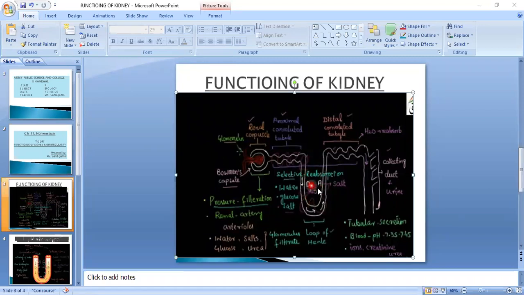Okay, the two parts of the loop of Henle reabsorb two different contents. The descending one reabsorbs water, and the ascending one reabsorbs the salt from the filtrate. Hence, these two, water and salts, are reabsorbed by the descending loop of Henle and the ascending loop of Henle. Now, the third part is started. That is the distal convoluted tubule, and it is responsible for reabsorbing water molecules from here.